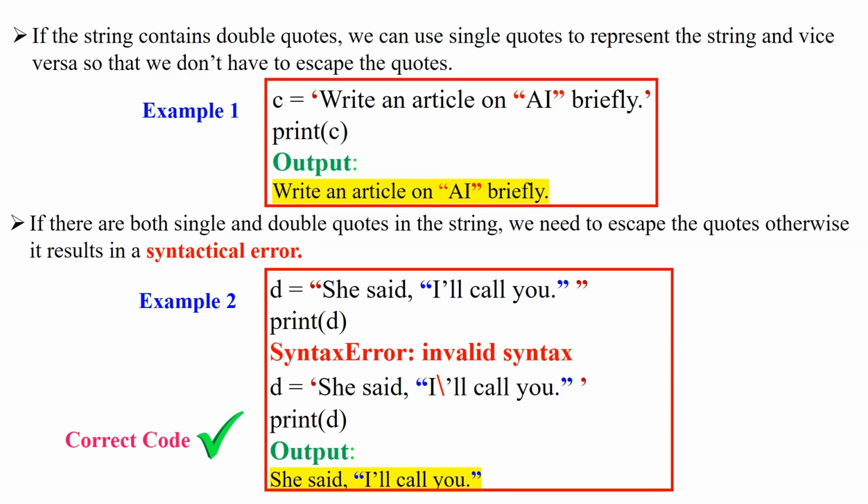In this updated code, the string is assigned to the variable d and is enclosed in single quotation marks to avoid conflict with the internal double quotation marks. The apostrophe within the string is escaped using a backslash to ensure it is interpreted as part of the string rather than as a delimiter. When the print function is called with the variable d as the argument, it outputs the string "She said, "I'll call you."" The output appears exactly as it was defined in the code, with the internal double quotation marks properly included within the printed string.